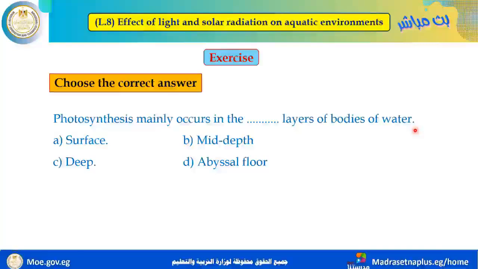Photosynthesis mainly occurs in the blank layers of bodies of water: surface, mid-depth, deep, abyssal floor. Yes, that's right. It is the surface, because at the surface we can find available sunlight, which helps in the photosynthesis process. Okay?